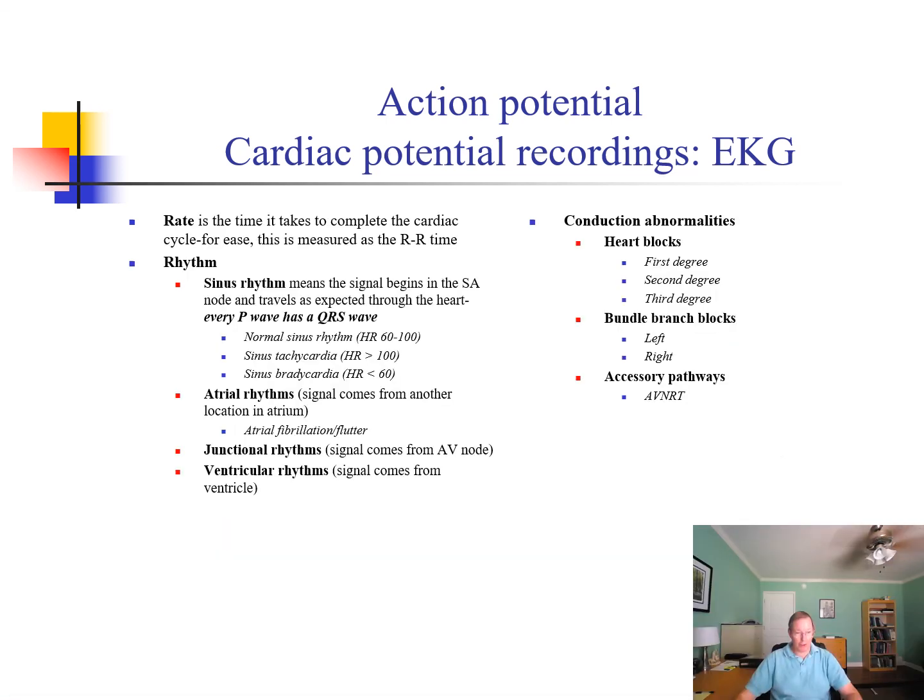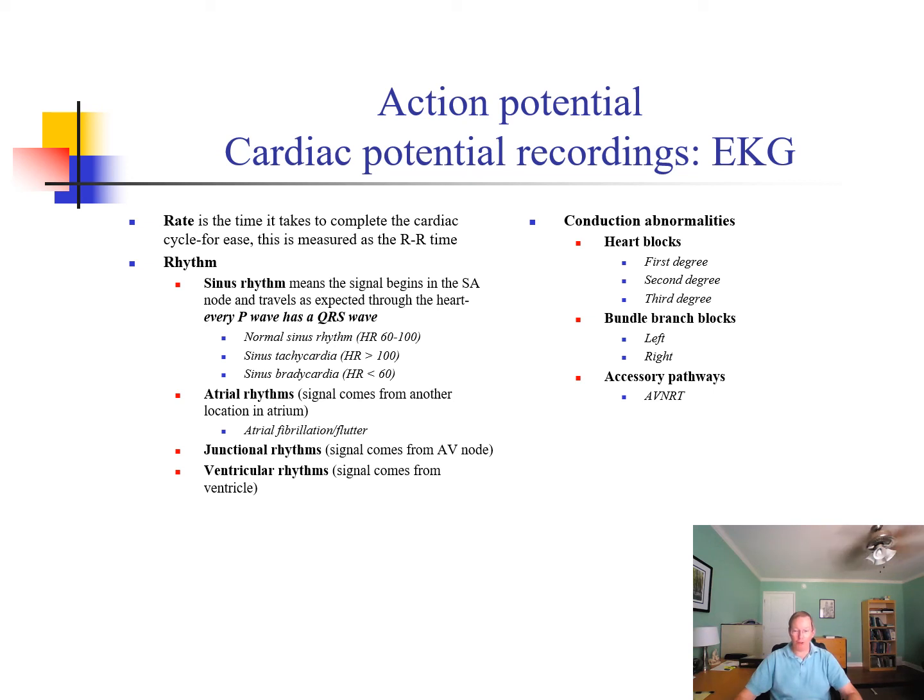Now, there are other rhythms other than sinus rhythms. I can have other atrial rhythms, and these signals don't come from the SA node, they come from another location in the atrium. I'll talk about two of the several atrial rhythms, atrial fibrillation and atrial flutter. There are some times where the signal does not originate in the SA node or the atria. For example, junctional rhythms, where the signal is coming from the AV node, or ventricular rhythms, where the signal is coming from backup pacemakers in the ventricles.